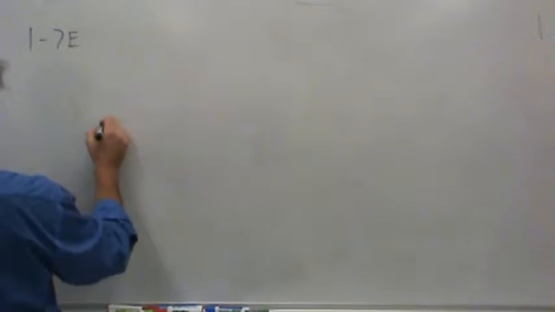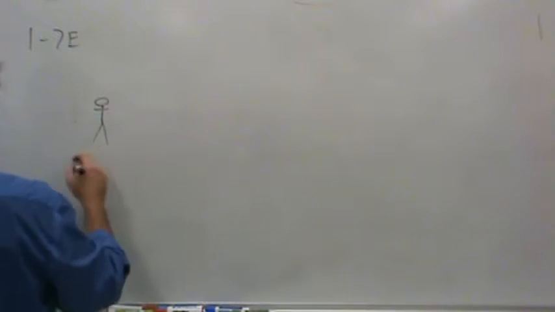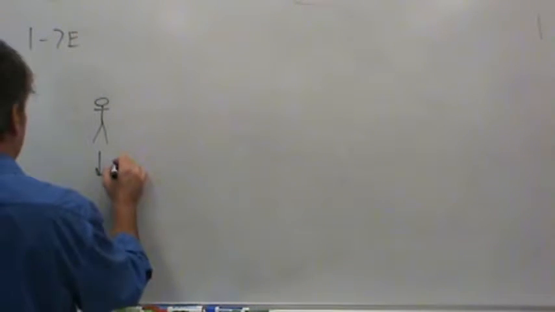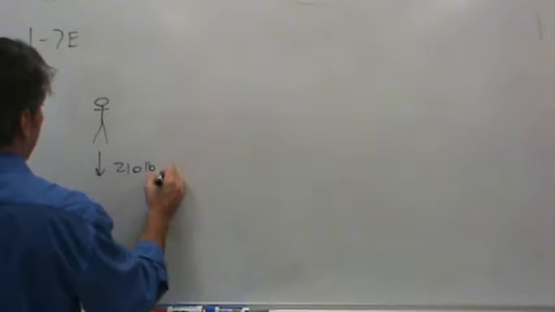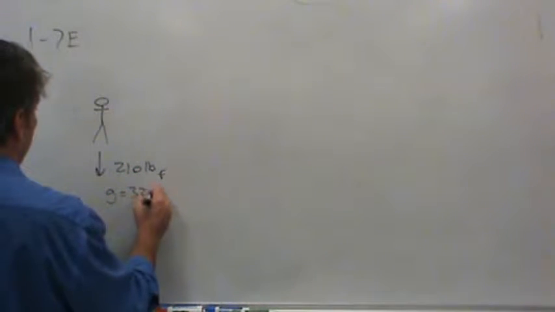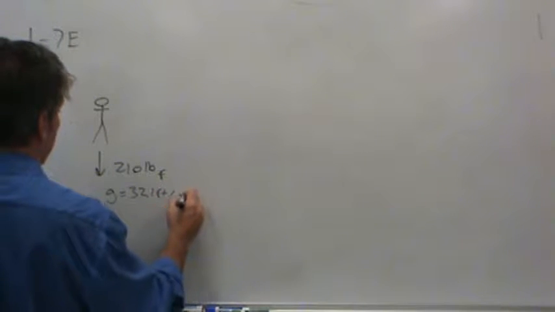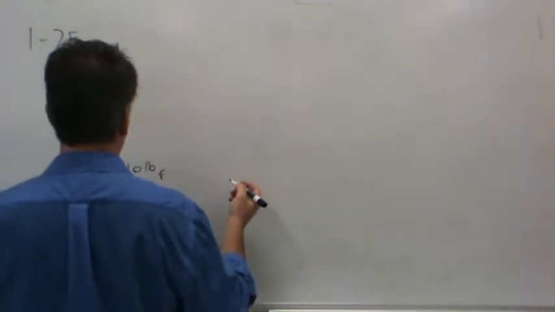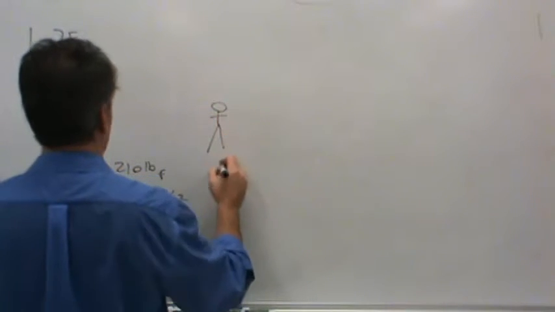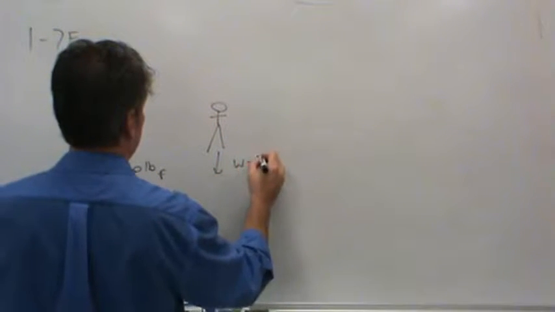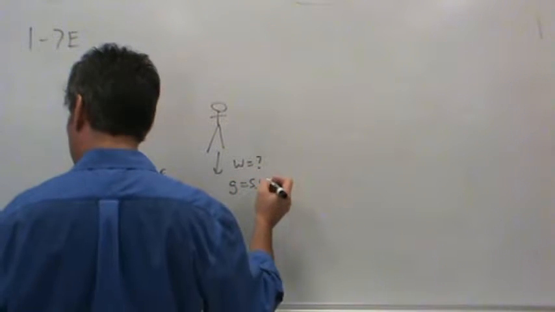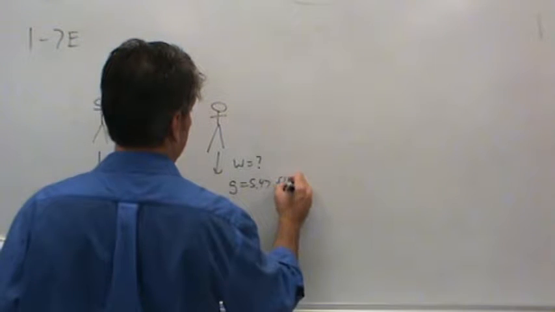Okay, so the man has a force applied to his body of 210 pounds force when the acceleration of gravity is 32.1 feet per second squared. The question is, what would his weight be in the alternate case where g is 5.47 feet per second squared?